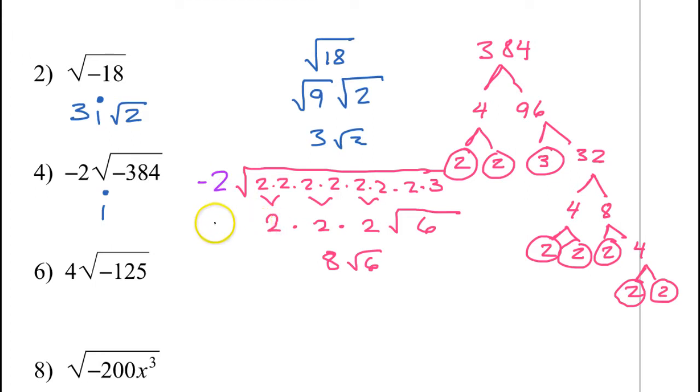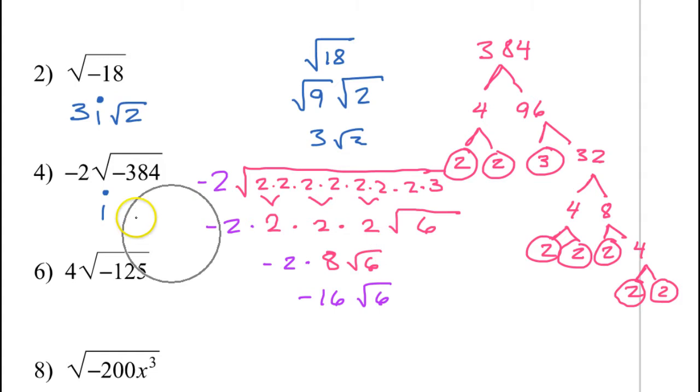So really I've got all of this with a -2 sitting out front. Okay, so I've still got that -2 sitting out front. So really this is going to be -16 radical 6. So that's going to give me -16i radical 6. Okay, that's going to be the answer to number 4.